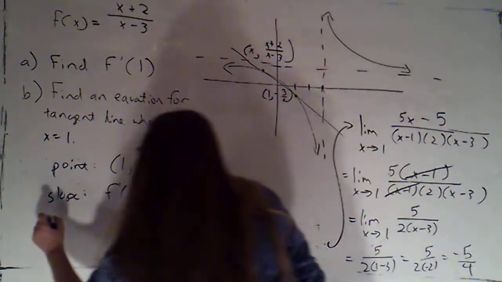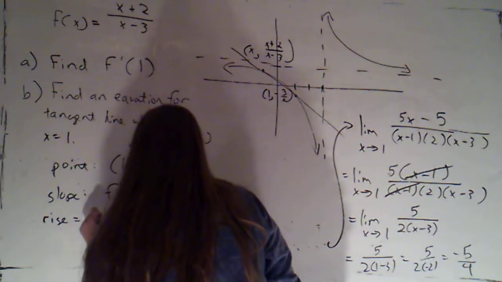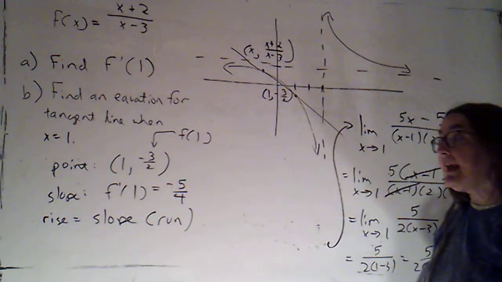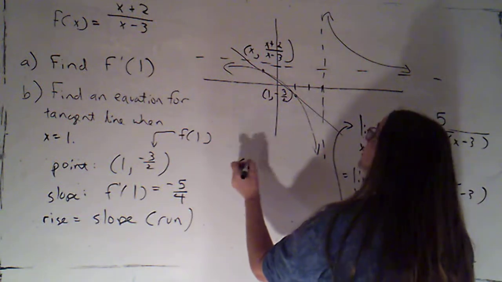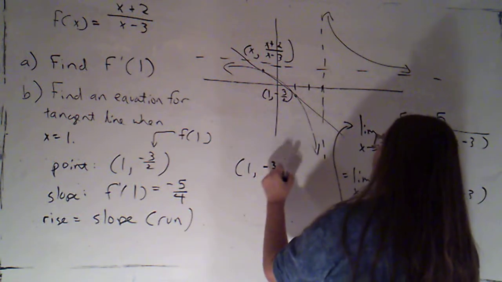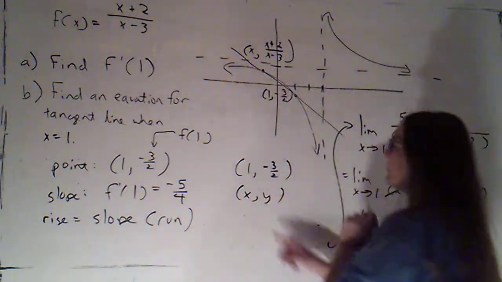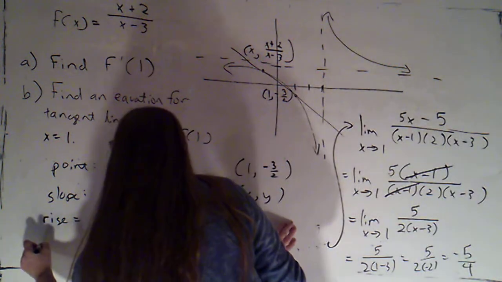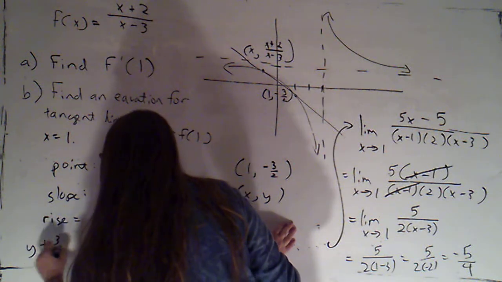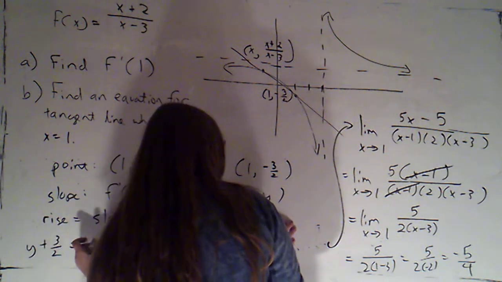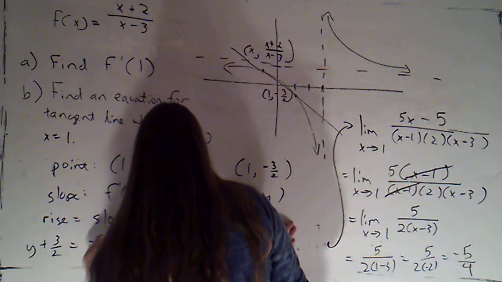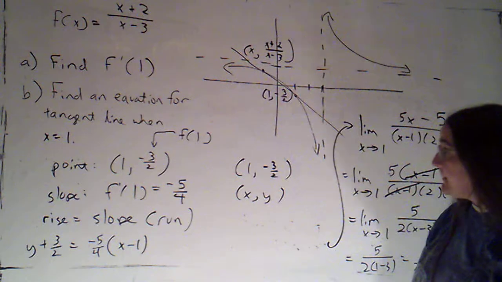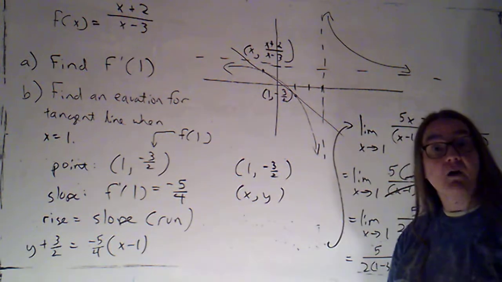Okay. So now I'm just going to say rise is equal to slope times run, where I'm calculating the rise and the run using my point of tangency and an arbitrary point x, y. So the rise would become y minus a negative 3/2 is plus 3/2, and that equals the slope of negative 5/4 times x minus 1.